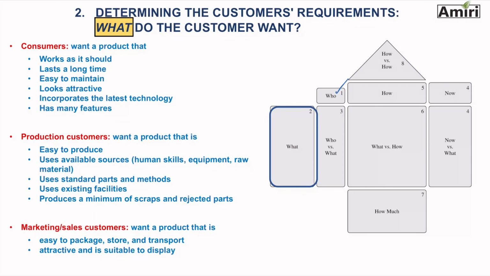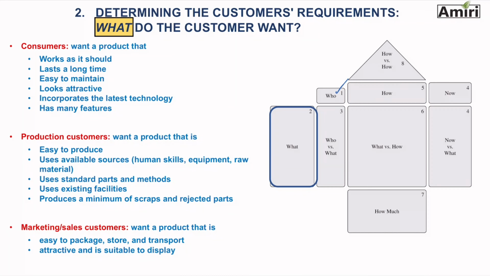Looking at step two, and it's what the customer wants. This is when the customer requirements and voice of customer comes into play. Some examples I've listed here. For example, the consumer, whoever uses the product, the end user of the product, usually wants the product to work as it should work. It lasts long, easy to maintain, it looks great, it has the latest technology, has so many features they can use, and so on.